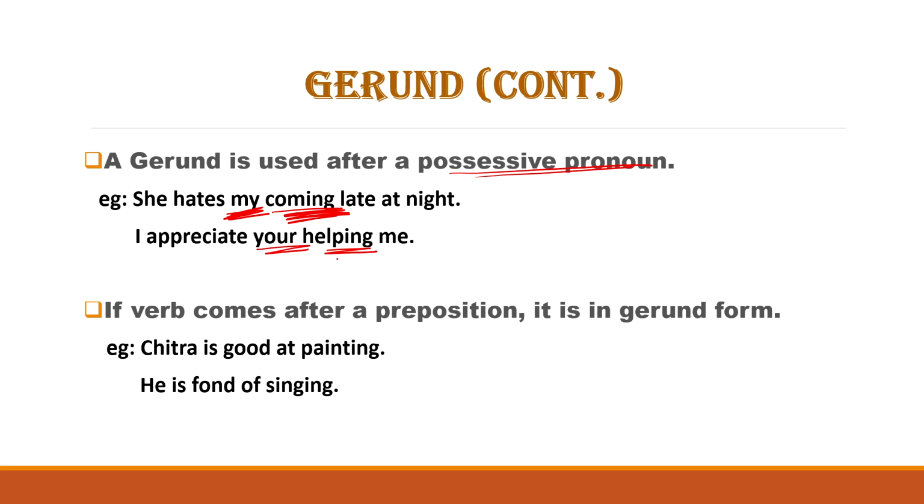Now, next, if a verb comes after a preposition, it is in gerund form. For example, Chitra is good at painting. So, at is your preposition. So, the verb used will be a gerund. Another sentence, he is fond of singing.